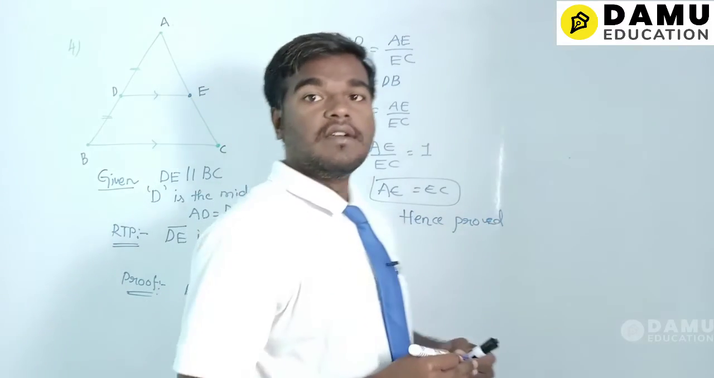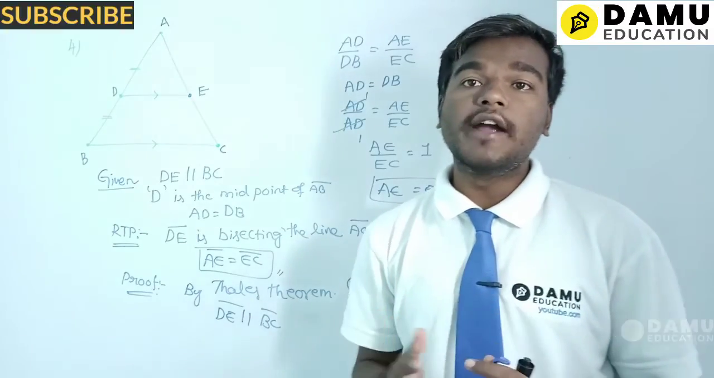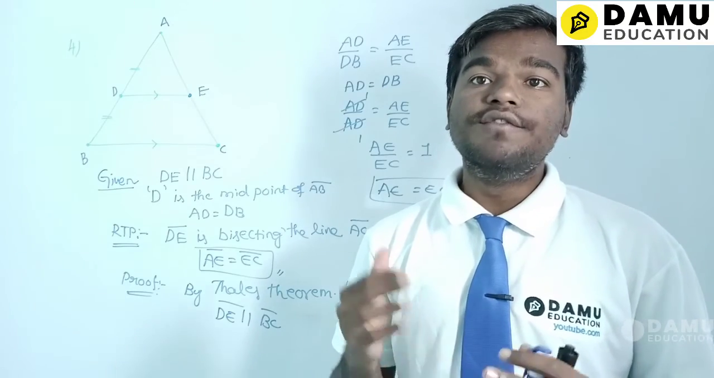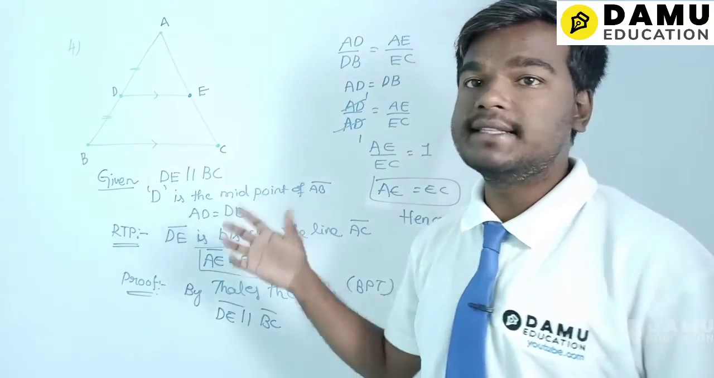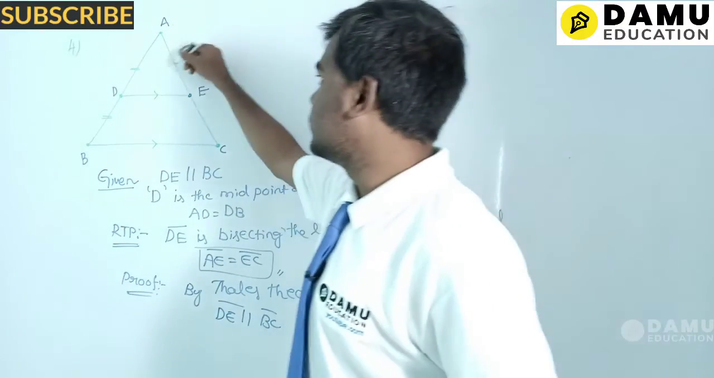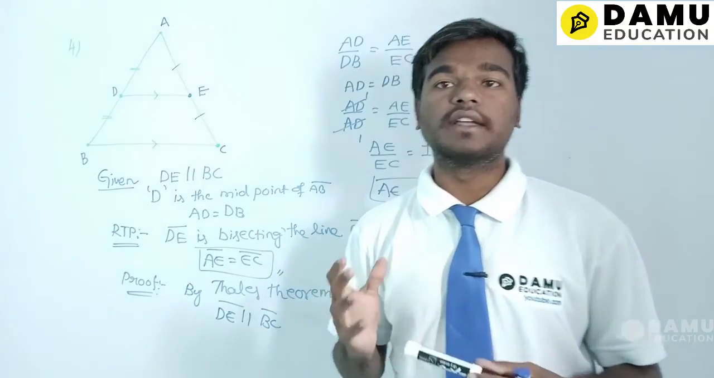So from this we can conclude that any line which is drawn from the midpoint of any side of a triangle, parallel to the next side, will bisect the third side. So this is the way of explanation.